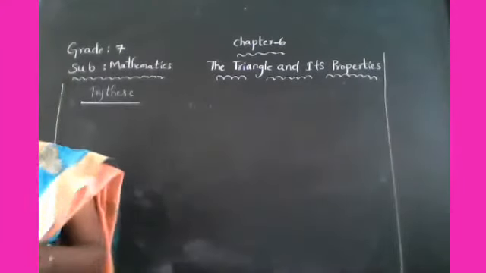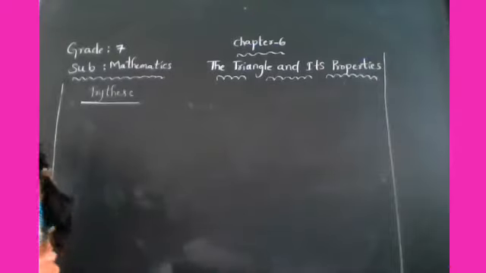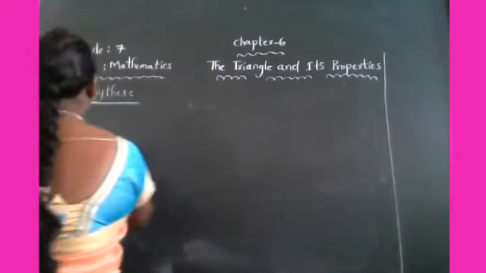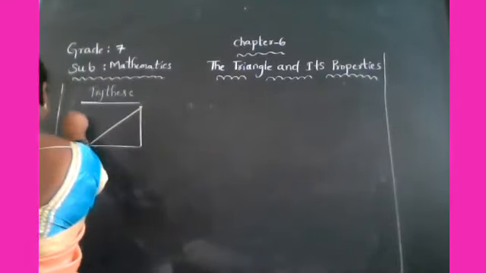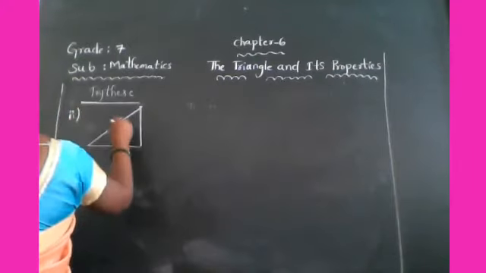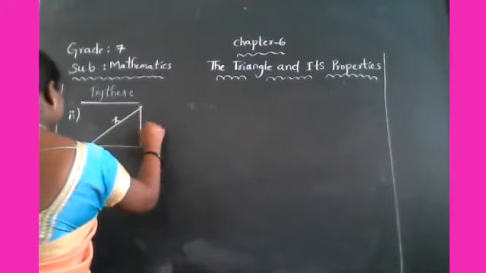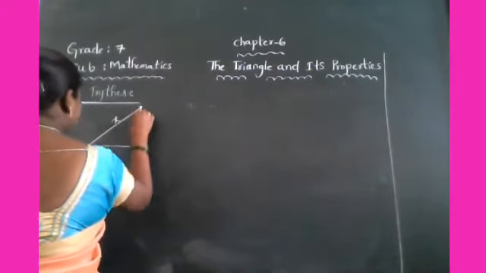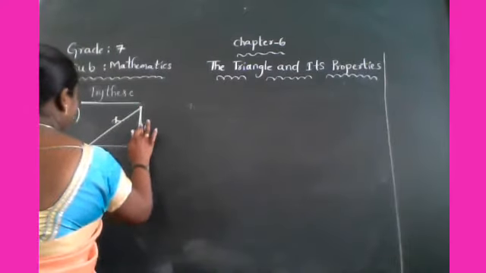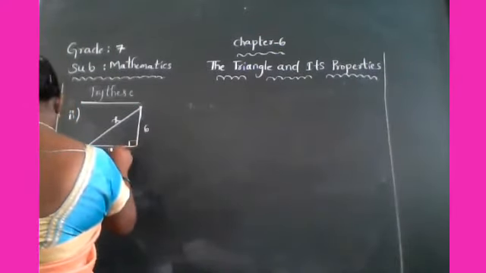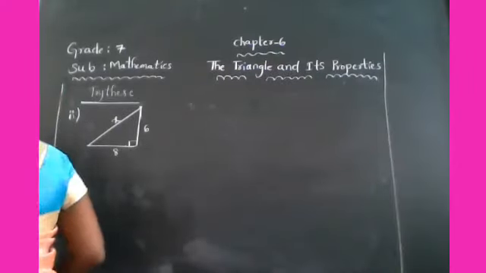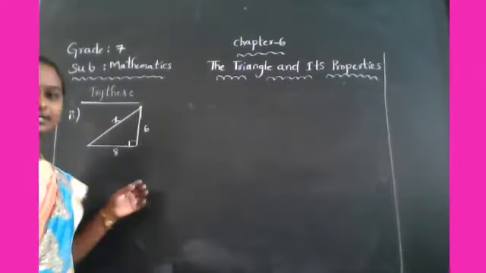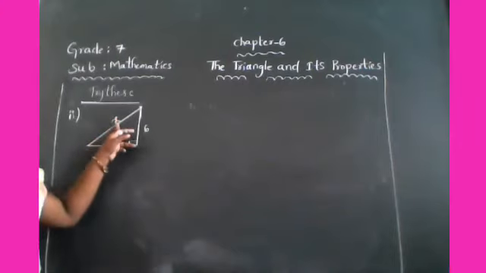Okay children. Now next one, what is given? Right. So here, second one, x, 6, 8. Right children. So here also you have to find the x value.